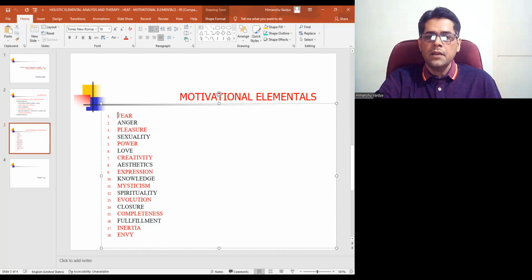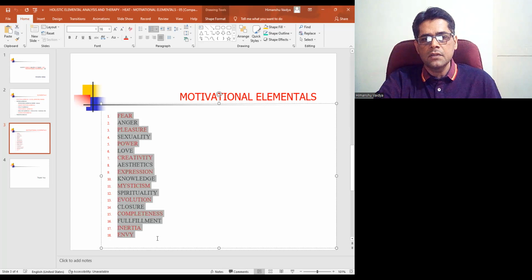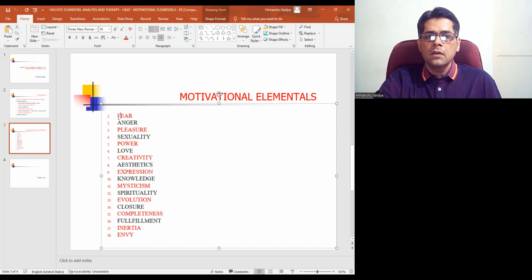All the elementals are generic elementals which express themselves in hundreds of different ways in our everyday life, inside the psyche, even in behavioral terms. So these are the motivational elementals, and they are nothing but different generic forms related to our most generic desires. If we look at our desires, primarily they are related to anger, pleasure, sexuality, love, creativity. And one of the primary desires is survival, and therefore the fear of death.